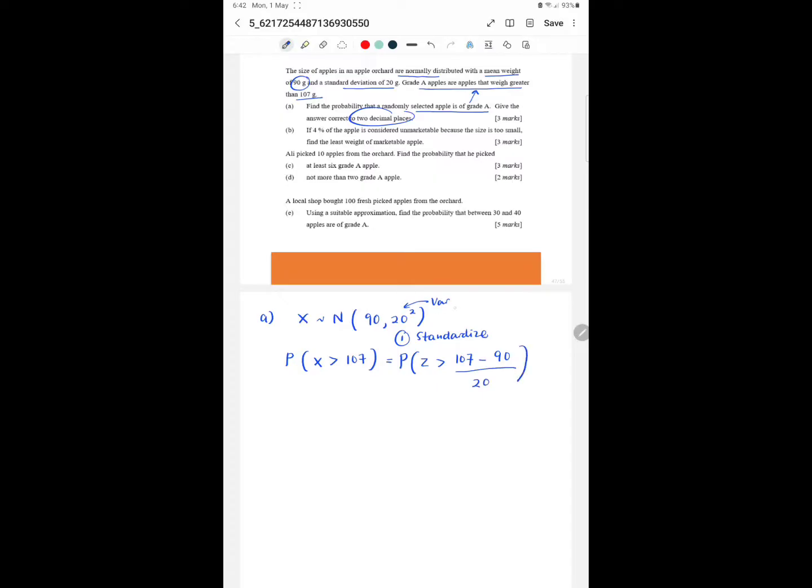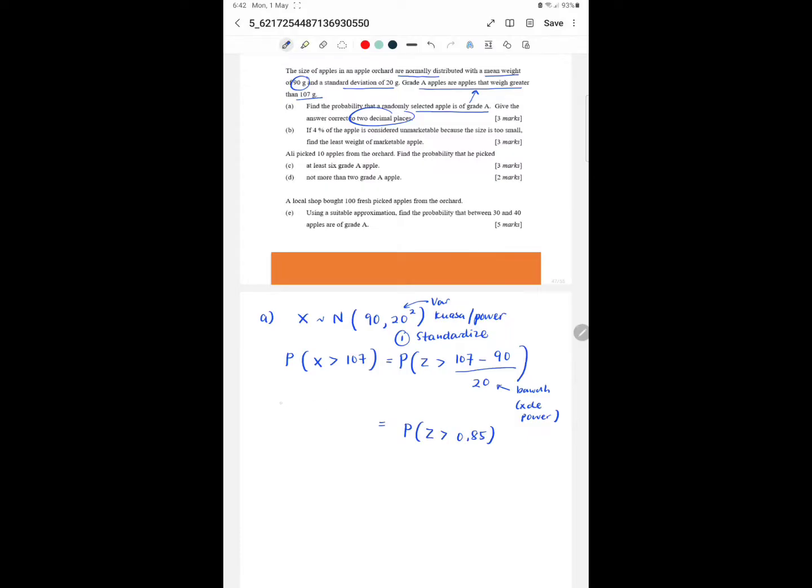So for this one, the one on top, if on top it means there is a power. So the one at the bottom has no power. So it means it is the standard deviation. It is not the variance at the bottom. So we simplify, we get Z more than 0.85.